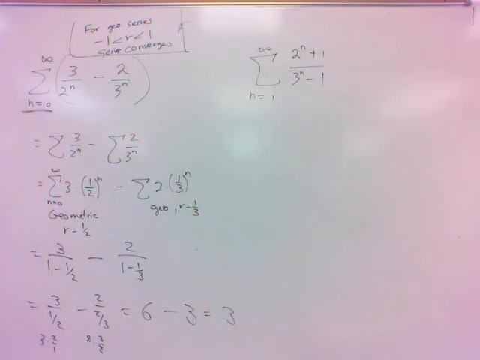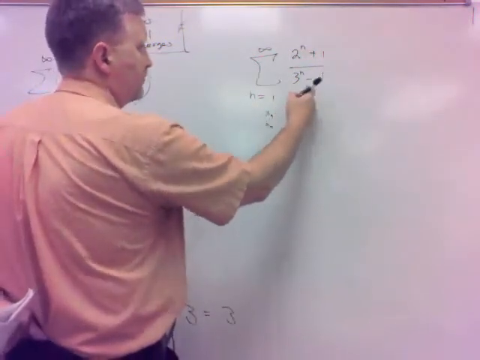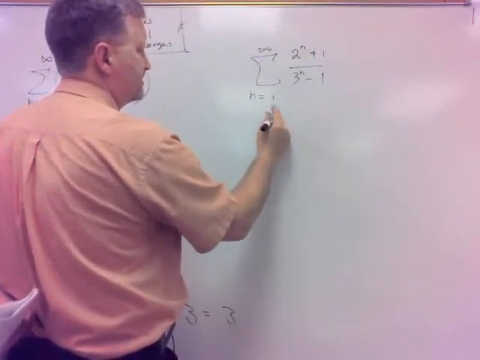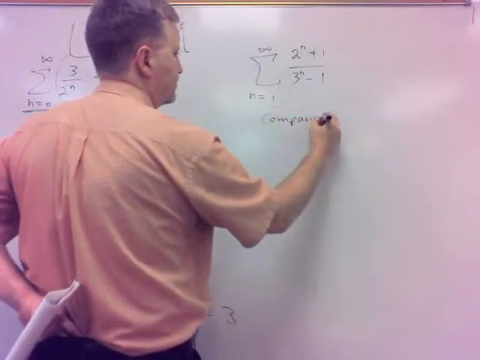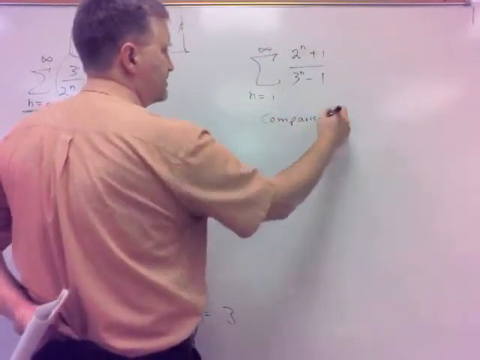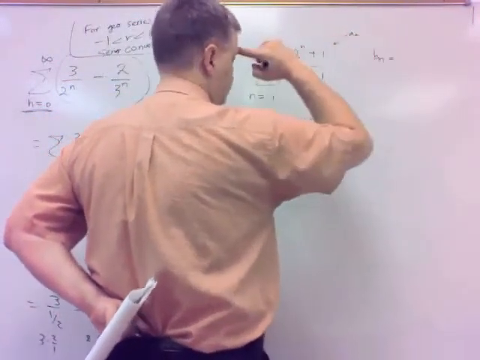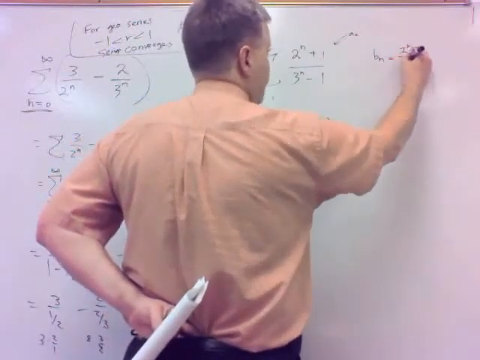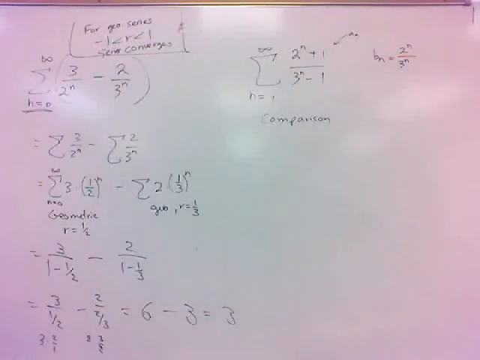What might be something else to use? That would be comparison. Matter of fact, if you think back on the comparison, it also does A sub n to B sub n. Let's think about the comparison test. Comparison, I would say that's my A sub n, right? B sub n, what would B sub n be? Leading terms, yeah. 2 to the n over 3 to the n.